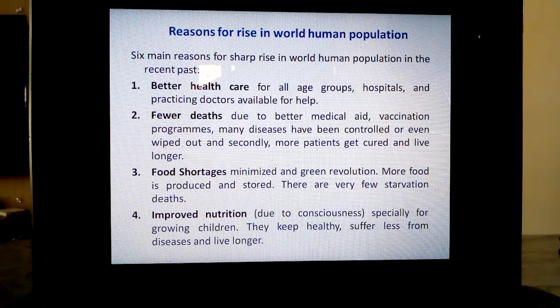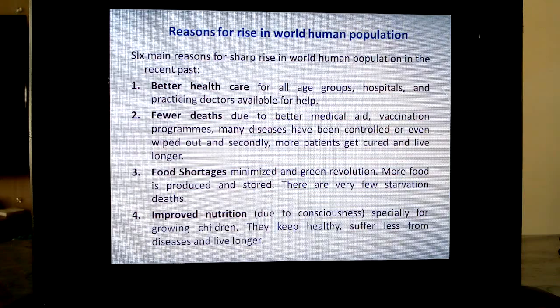Now, reasons for rise in world human population. Six main reasons for sharp rise in world human population in the recent past. Number 1, better health care for all age groups. Hospitals and practicing doctors are available for help. So the medical field has increased enormously and better health care is available. So the mortality rate has come down.